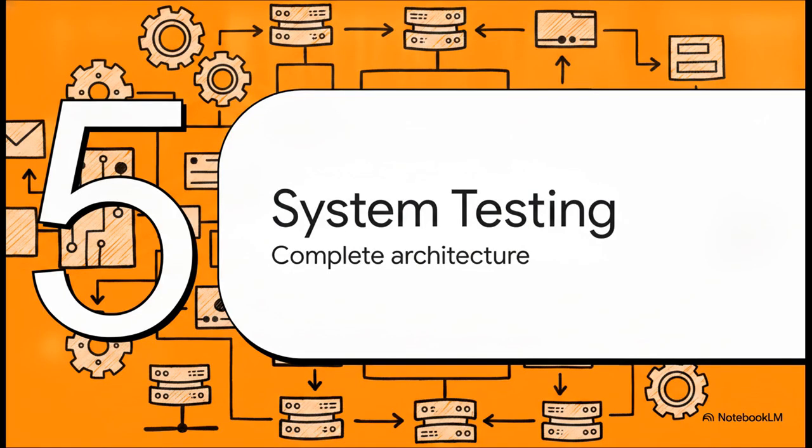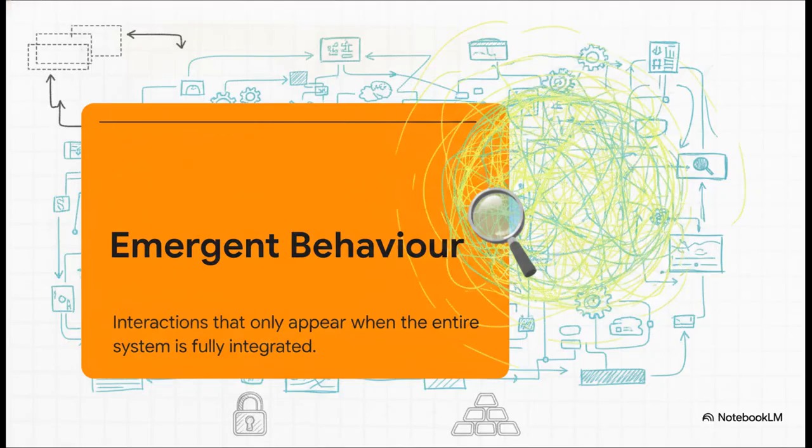Okay, Section 5, System Testing. Finally, we reach the third and arguably most complex stage of development testing, where all the components are integrated into a complete, functioning system. System testing is primarily searching for something called emergent behavior. You definitely need to understand this term. Emergent behaviors are these complex interactions that simply do not exist at the unit or component level. They only appear when the entire system is fully integrated and all the parts are interacting at once.